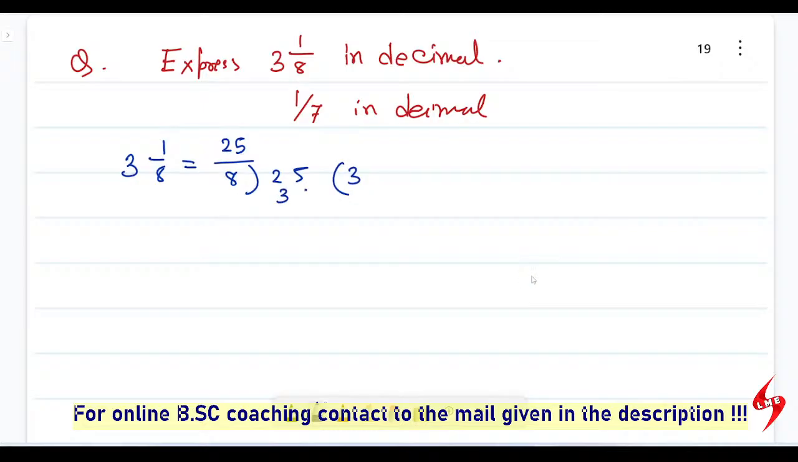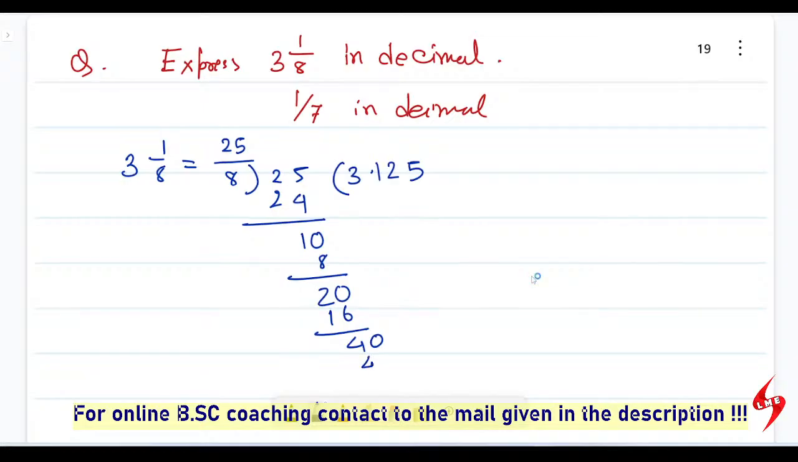So 3 8s are 24. Remainder is 1. Again I am putting a point and a 0: 10, 8 2 is 16, 40, 5 8s are 40. So here you can see that 3 whole 1 by 8 is 3.125, a terminating decimal expression.